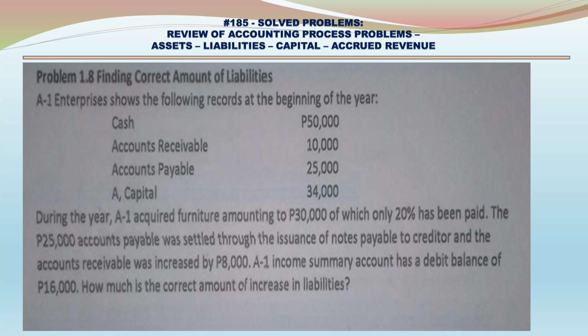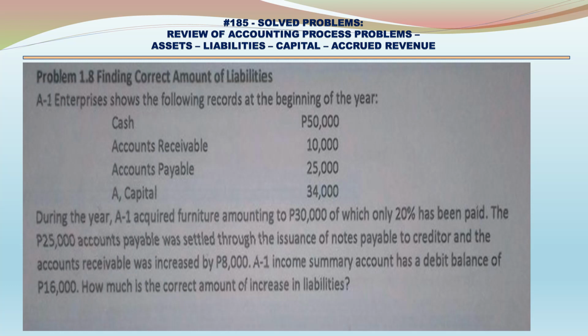Problem 1.8. Finding the correct amount of liabilities. A1 Enterprises shows the following records at the beginning of the year. Cash 50,000, accounts receivable 10,000, accounts payable 25,000, A's capital 34,000.